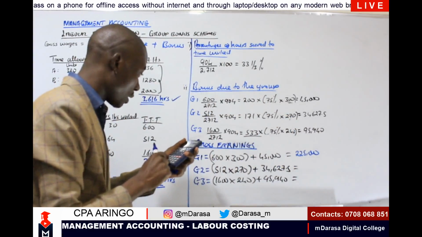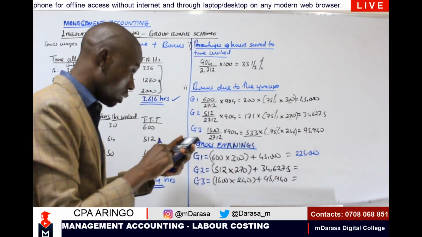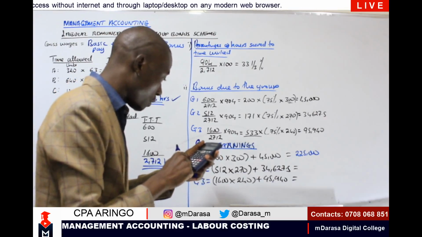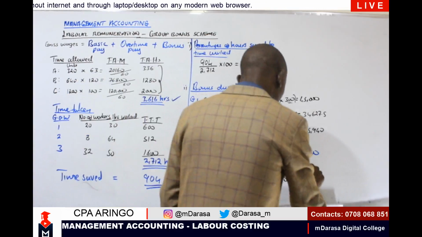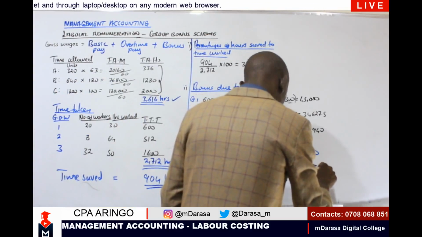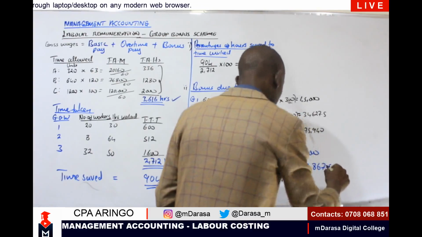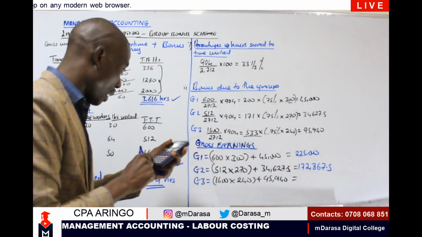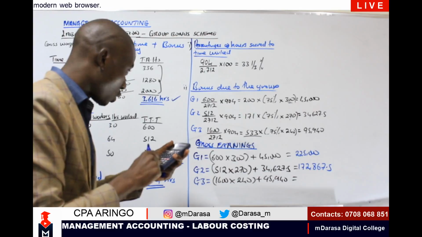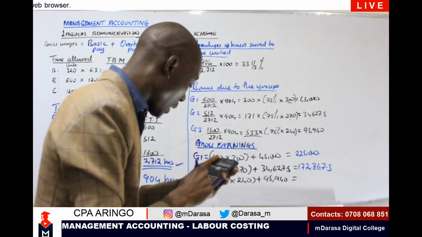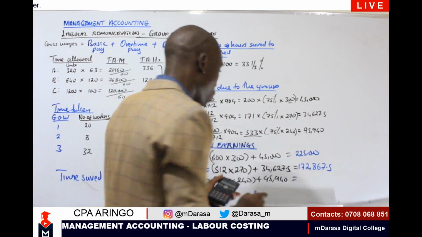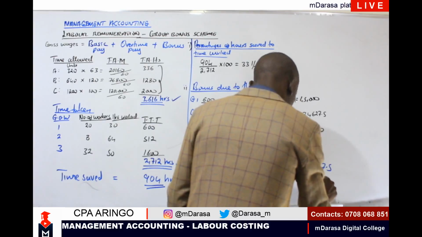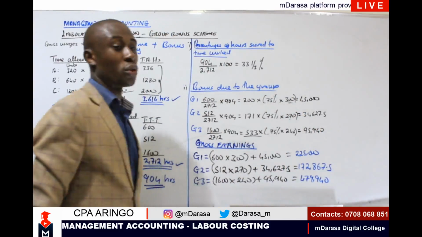We should be talking of 512 by 270. We are going to add 34,627.5. So therefore, we should be talking of 172,867.5. Then the last one, we should be talking of 1,600 by 240. We are going to add 95,940. So therefore, we should be talking of 479,940. And that is what you are required to do.